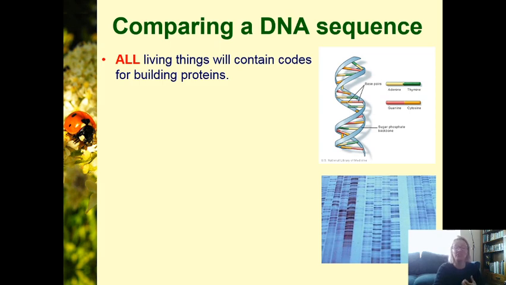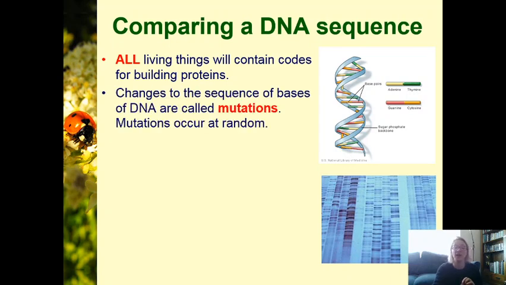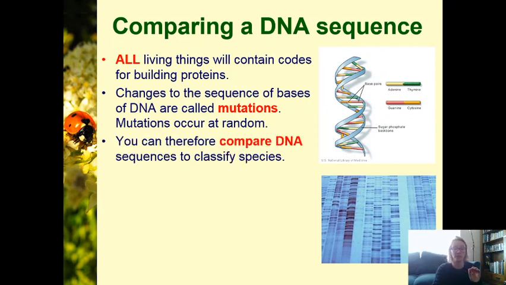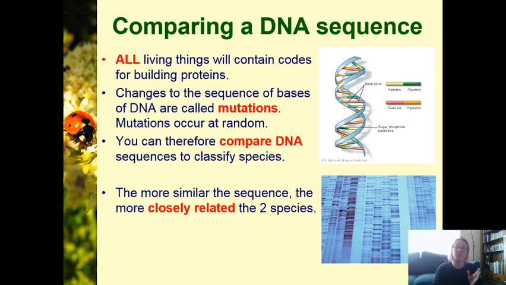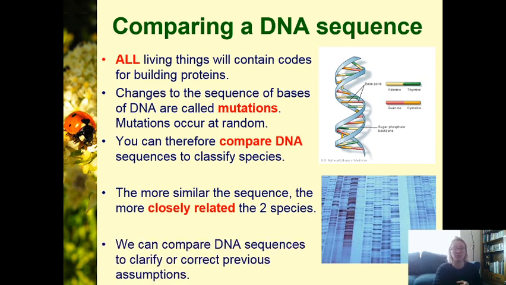DNA is something that all living things contain, so it's quite a good thing for us to look at. We can talk about this more when we look at evolution, but we can have changes in the base sequences in the DNA, which are called mutations. You get random mutations, so we can compare the DNA sequences in order to classify different species. The more similar the sequences are, the more closely related two species are. And again, the more differences you have, the less closely related species are to each other.